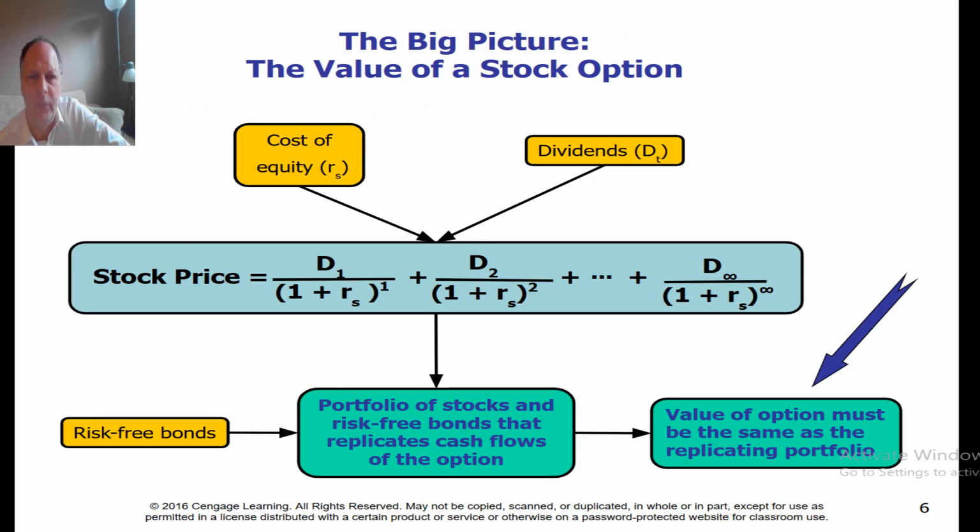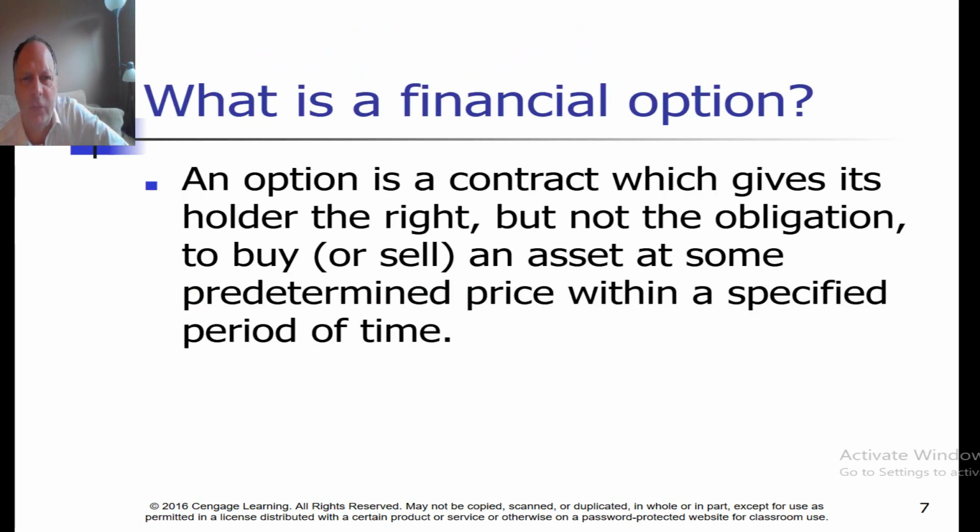Options may be used for many things, such as incentive stock options for CEOs of corporations, hedging portfolios, or speculating for individuals, but they can also be used as an alternative mechanism to value equity. Consider risk-free bonds. You can add a portfolio of stocks and risk-free bonds that replicates the cash flow of options, and that portfolio can be used to value an option, and the value of the option must be the same as the replicating portfolio. What is a financial option?